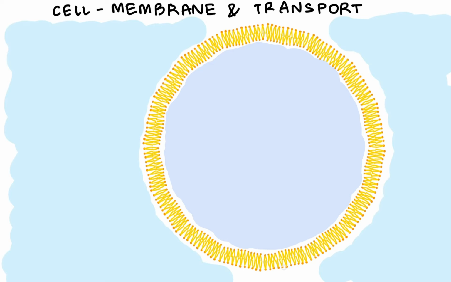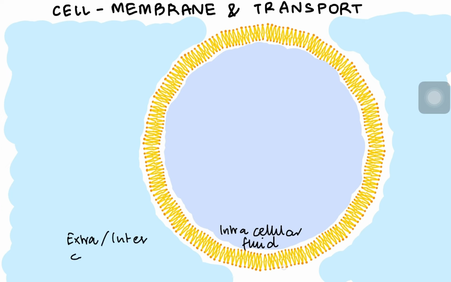Let's see, this is the cell membrane structure. The dark blue portion on the inside is the intracellular fluid. Intracellular means it's the cell cytoplasm. The light blue liquid on the outside of the cell membrane is the extracellular fluid, which means all the liquids outside the cell. The cell membrane provides a barrier, a boundary between these two fluids.